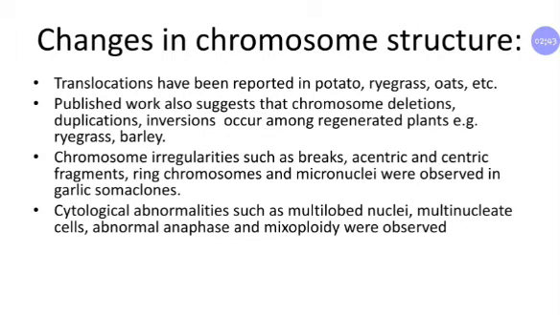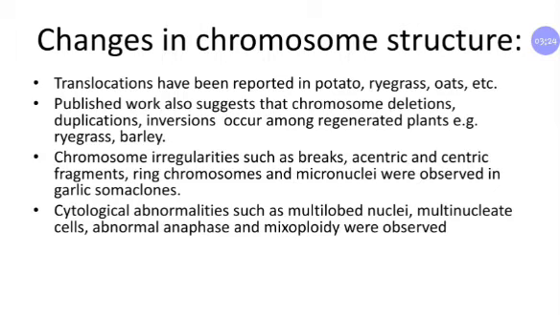Chromosome structural changes. We can see translocations in potato, ryegrass, oats, etc. And also chromosome deletions, duplications, and inversions in regenerated plants. Example, ryegrass or barley. Chromosomal irregularities such as breaks, acentric fragments lacking a centromere, centric fragments, ring chromosomes, and micronuclei were also observed in garlic somaclones. Here the ring chromosome is a chromosome whose ends are fused to form a ring.